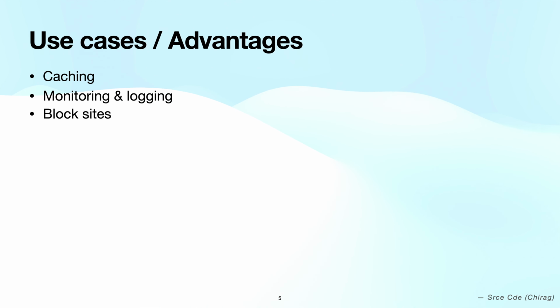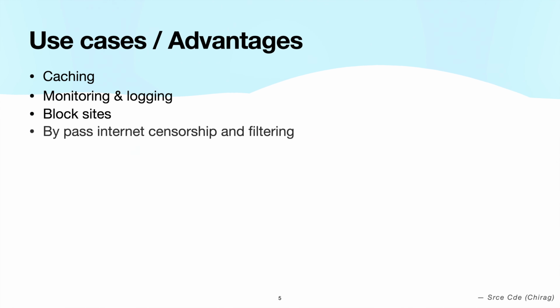Block content. For example, in a work scenario, if the enterprise wants to block certain sites, then it can enforce these restrictions via a proxy server. Bypassing restrictions. In contrast to content blocking, proxy servers can also be used to bypass restrictions. Let's say schools or universities provide limited access to the internet by blocking sites like social media sites. And the forward proxy can be used to bypass such restrictions.